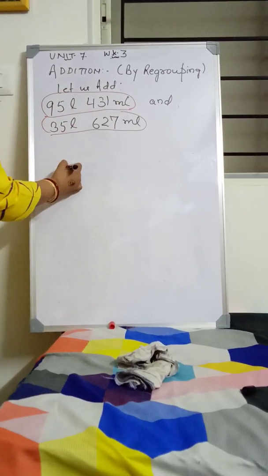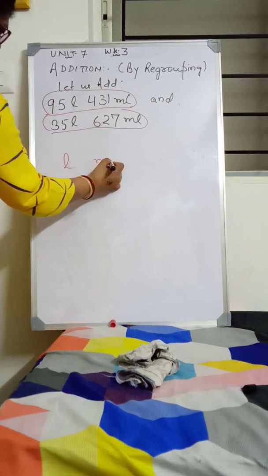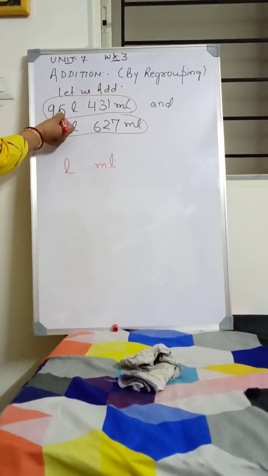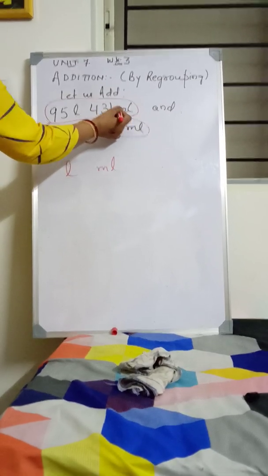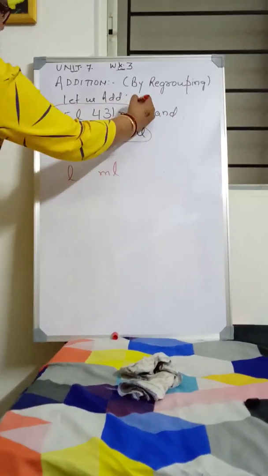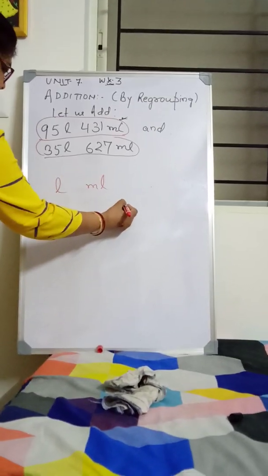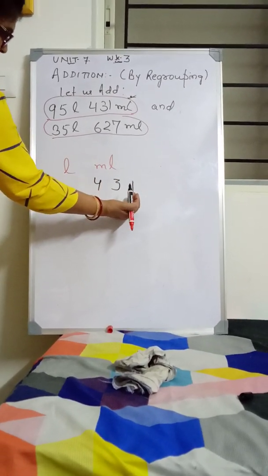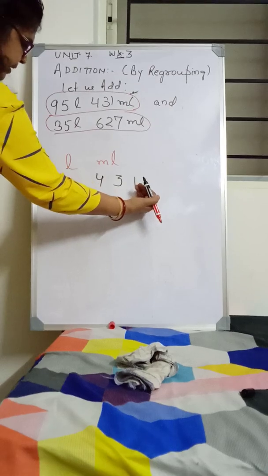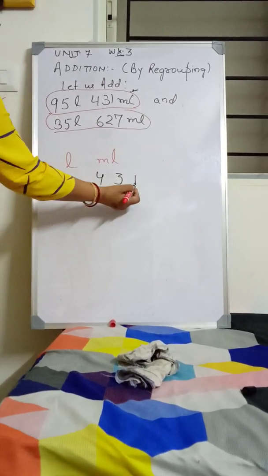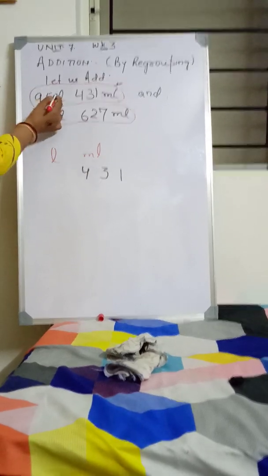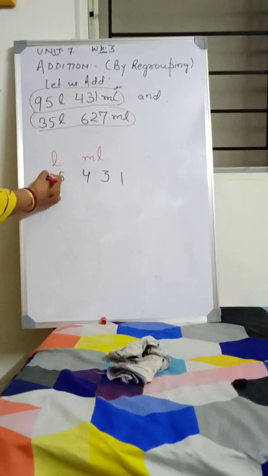Firstly, we have to make the columns, liter and milliliter. So firstly write down the milliliter. This is the first one, 95 liter 431 milliliter. Let us write down this one first. So I will insert this 1, 3, 4. Always start to write the digits from right to left. Okay, 1, 3, 4. That is 431 milliliter. Then 95 liter. That is 5 and 9.